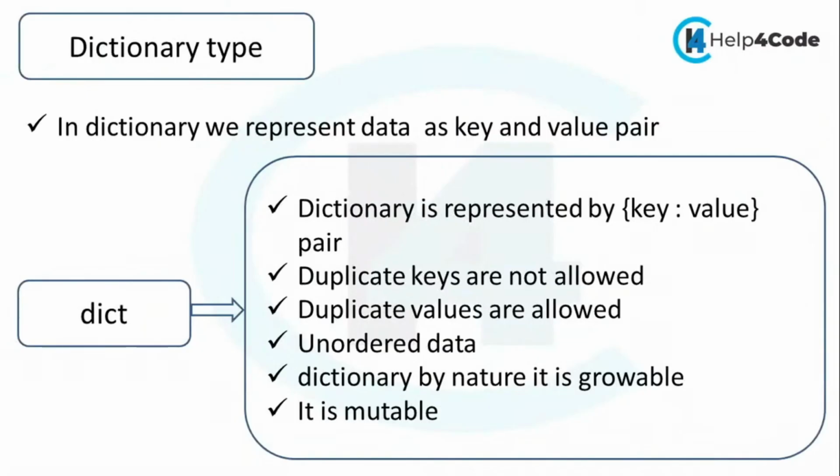Then we have the dictionary data type, that is dict. By using the dict, if you want to represent a group of values as a key value pair, then we should go for the dict.